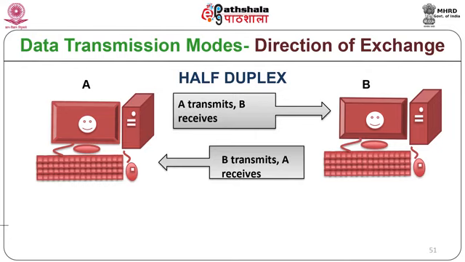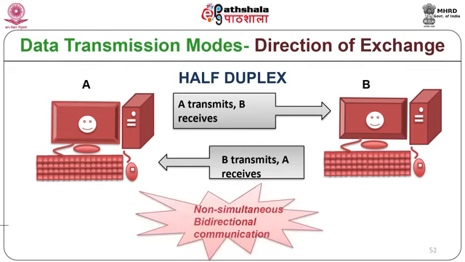Two existing stations alternately, not simultaneously, send signals to each other on the same frequency. This type of connection makes it possible to have bidirectional communications using the full capacity of the line. The only advantage of half duplex is that the single connection is cheaper than the double connection. This way of communication can also be called non-simultaneous bidirectional communication.